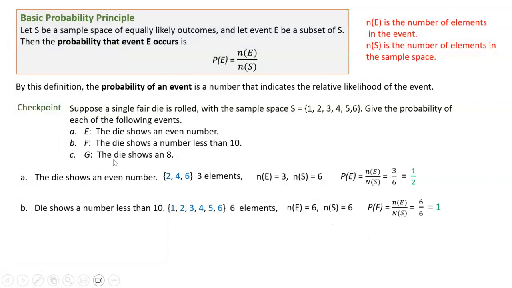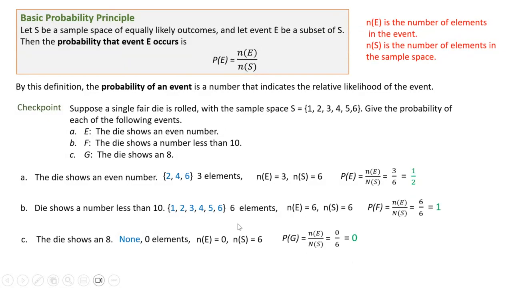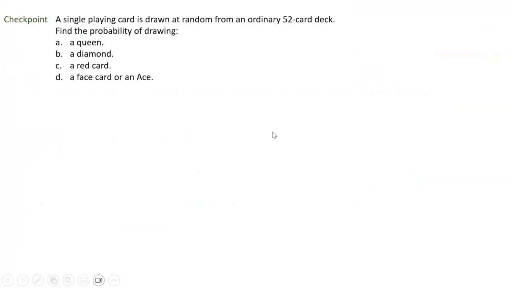6 over 6. The die shows an 8. That's going to be 0, right? Because there are no elements that are 8, so the answer will be 0 over 6. The answer will be 0. Okay, and again, this is a definition: the probability of the event is equal to the number of the event over the number of the sample space.